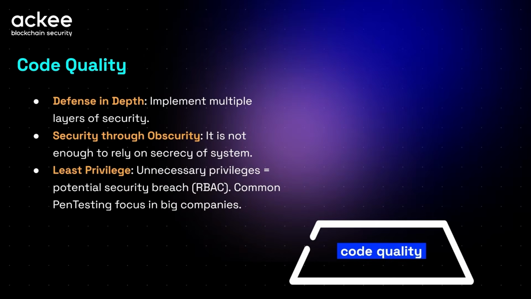The next point is about least privileges. Unnecessary privileges always equal potential security breaches. In this case, I have specified role-based access control, and I have also written here: common pen testing focus in big companies. So currently, the pen testers that try to break into big companies and test their security use one of the attack vectors: employees.